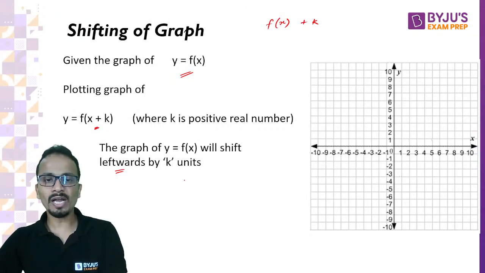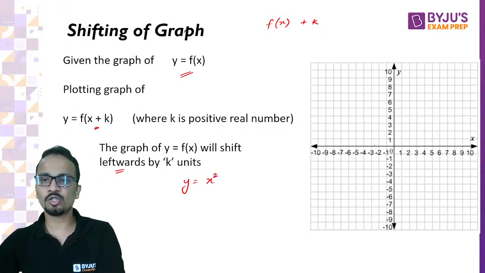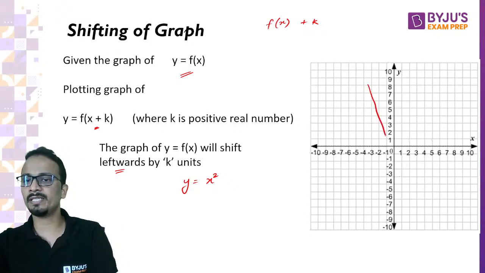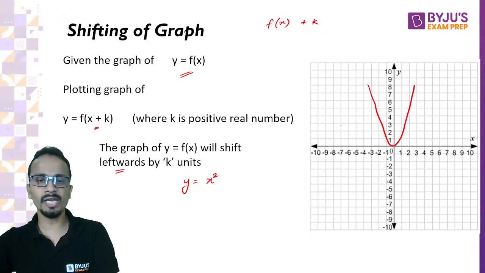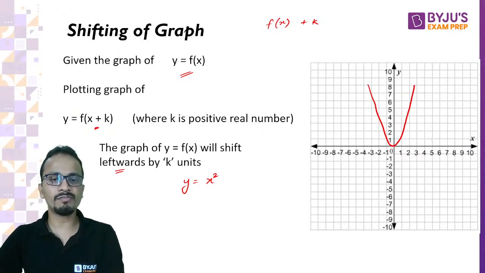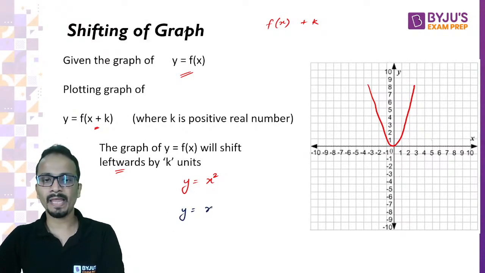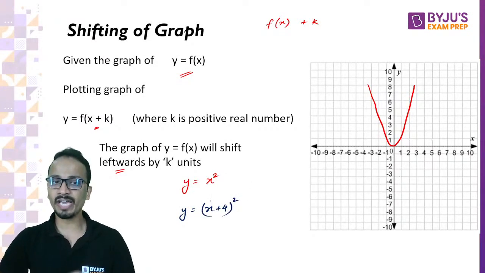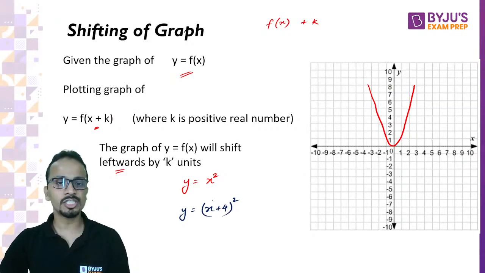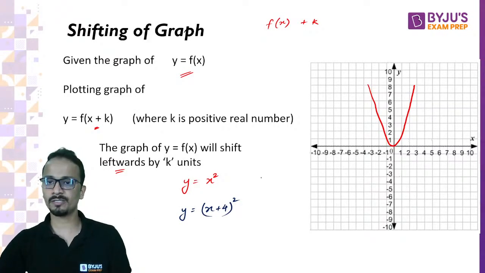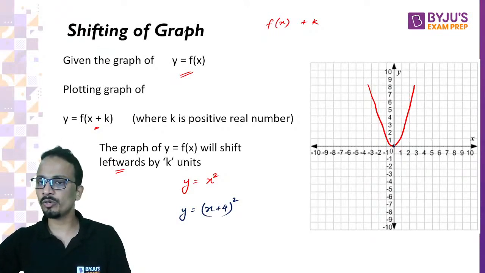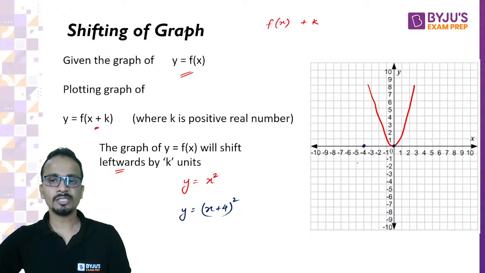So if you are given the graph of y equal to x square, which is something like this, and you want to plot the graph of y equal to x plus 4 whole square, the value of k is 4. So this graph will shift leftwards by 4 units. Right now the origin 0, 0 is passing through, and counting 1, 2, 3, 4, this point will come at this place. Okay, so that is minus 4, 0.